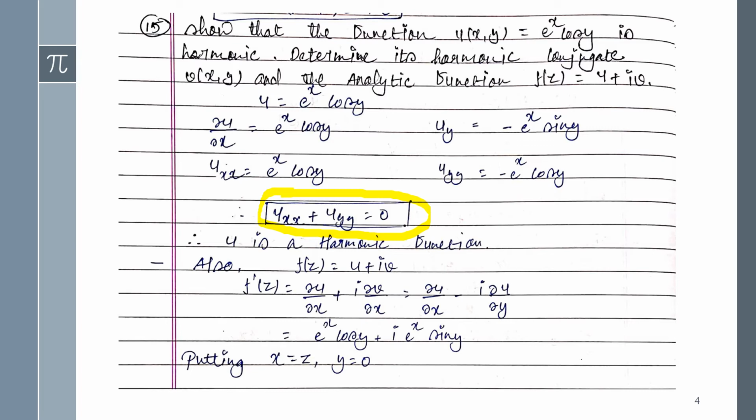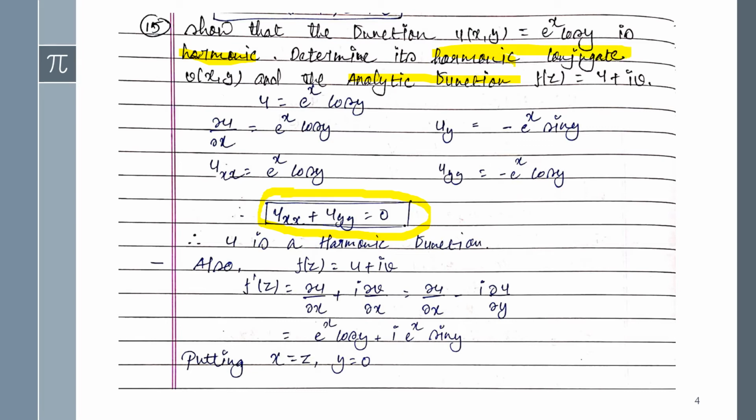So here it has already been told that you have to find the harmonic conjugate, in the form of v, and the analytic function f of z equals u plus iv. So here again you are going to find three components. First one harmonic, then after the analytic function, and then after we will find the harmonic conjugate.